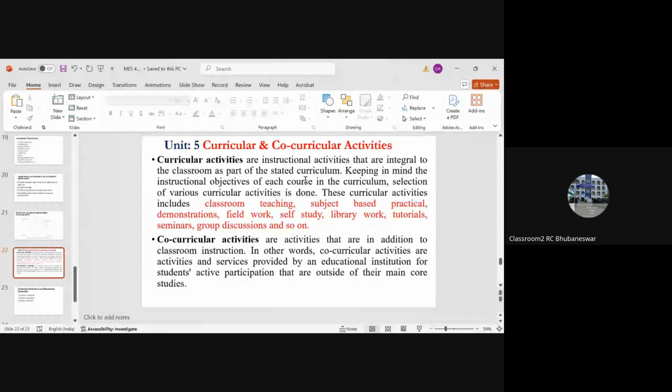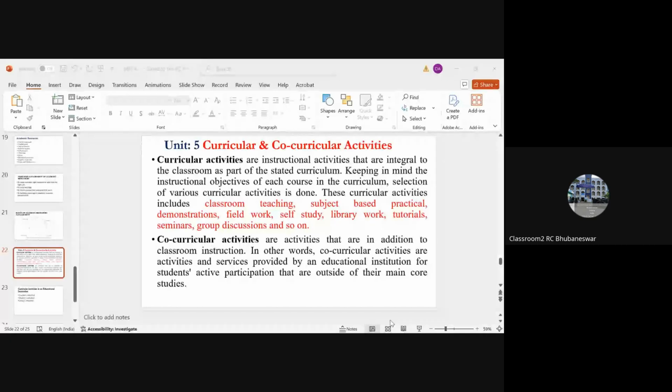Dear learners, you know, in a school, in a college, in any educational institution, all the activities are to be organized. Those activities are put into two broad categories. What are those two broad categories? One is curricular, another is co-curricular.